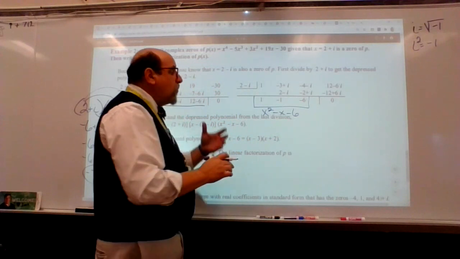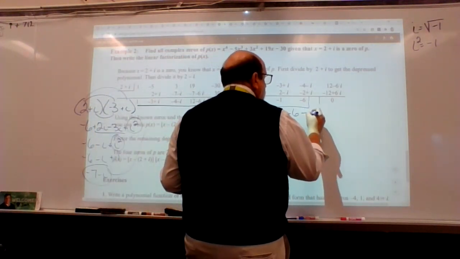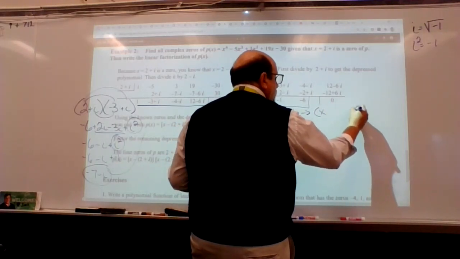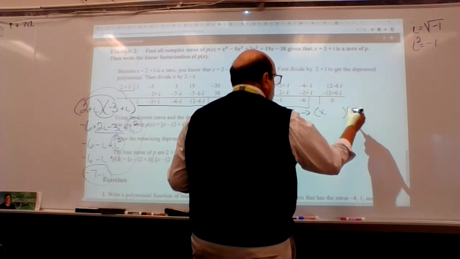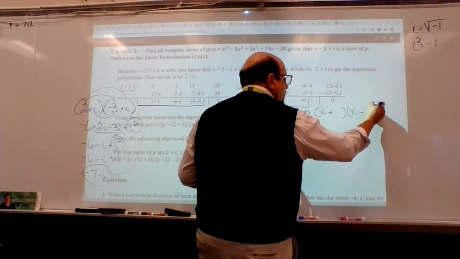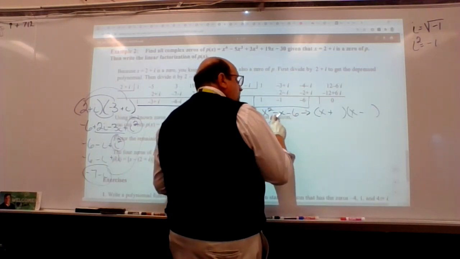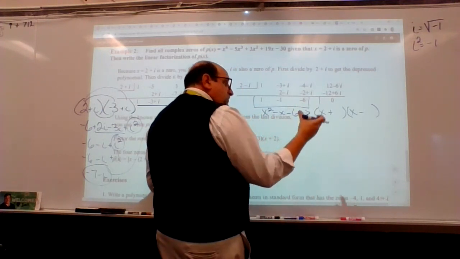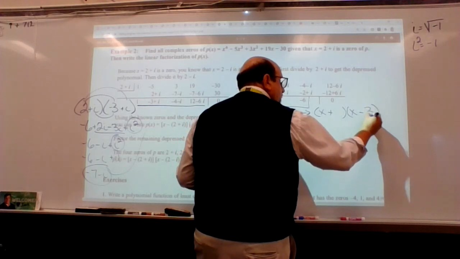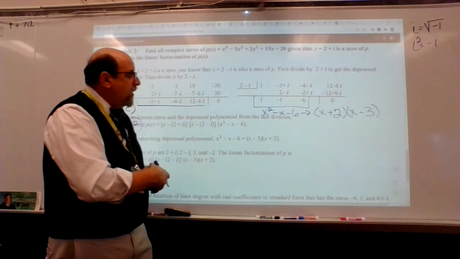Well, we know that this can be factored. This is simply x times x. It's going to be one of each. It's going to be a positive and a negative. The negative is going to have to be bigger than the positive. I'm going to use the factors of 6 that have a difference of 1. So my negative 3 is going to be bigger than my positive 2. And I end up with that.